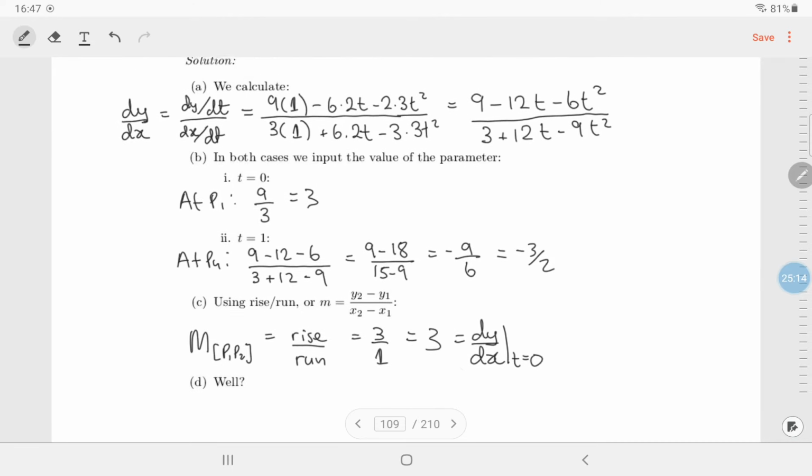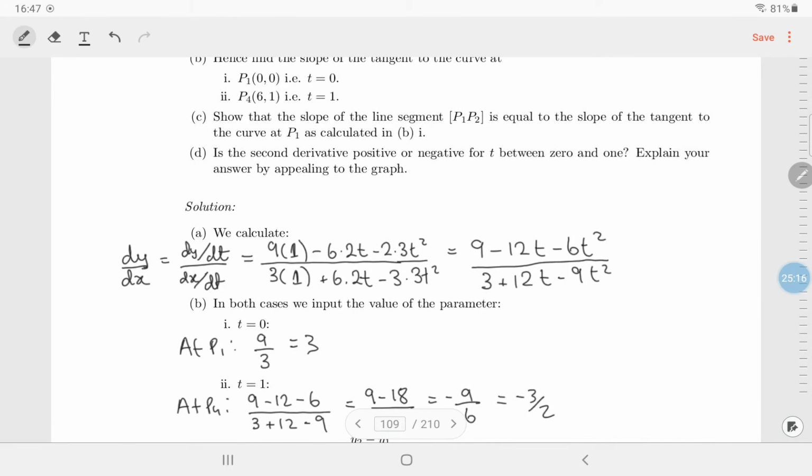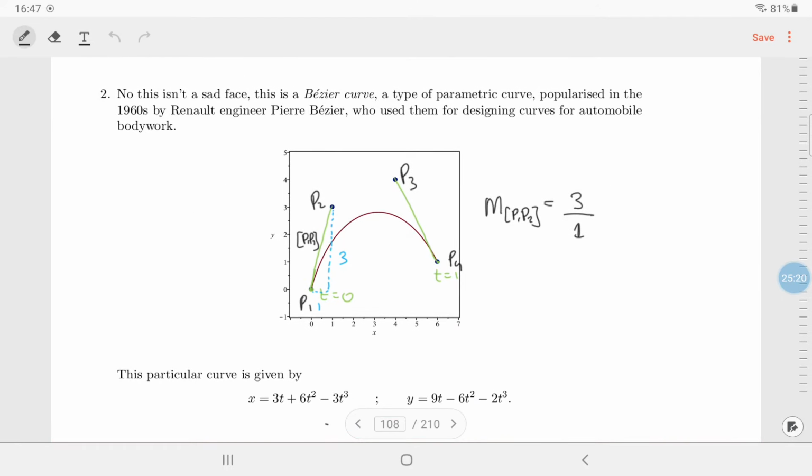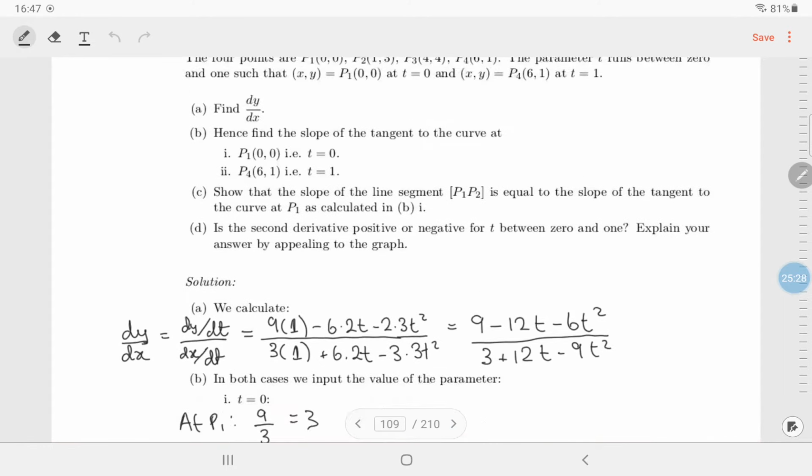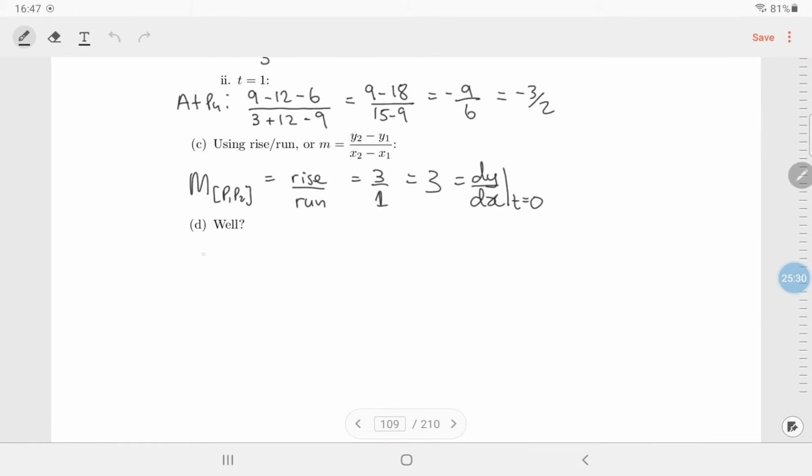Okay. And then, is the second derivative positive or negative? Explain your answer by appealing to the graph. So look at it. There's even a hint here. Look, sad face. It's an N shape, negative second derivative. So all you have to write here is the second derivative positive or negative. Second derivative is negative as it has this shape.